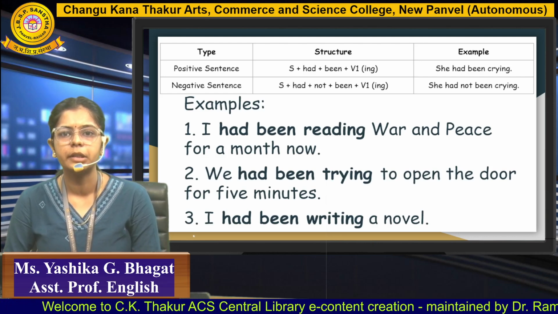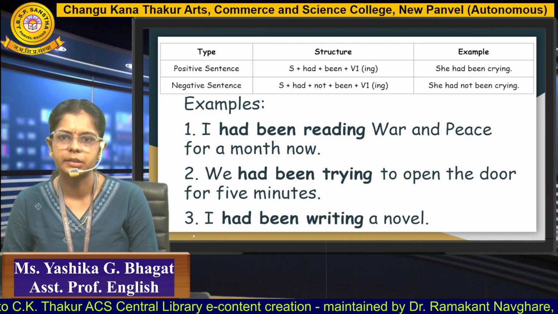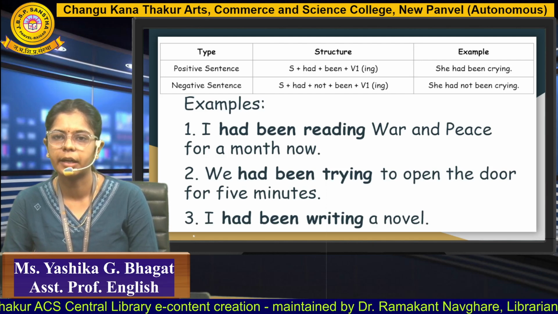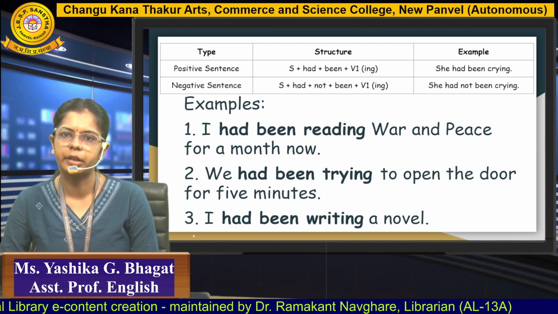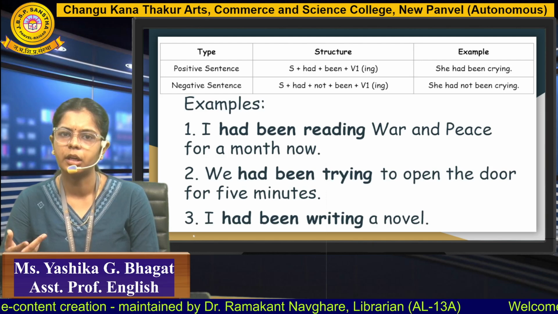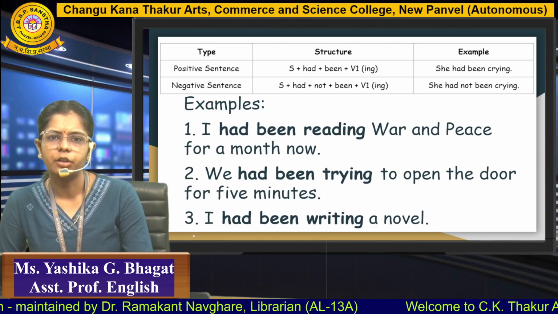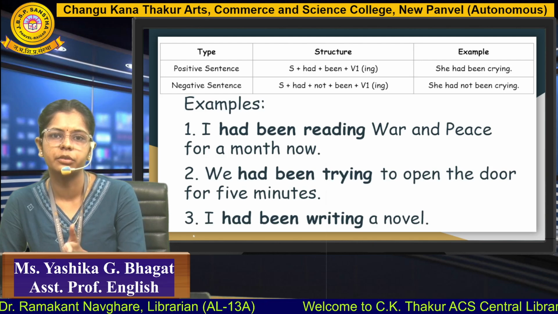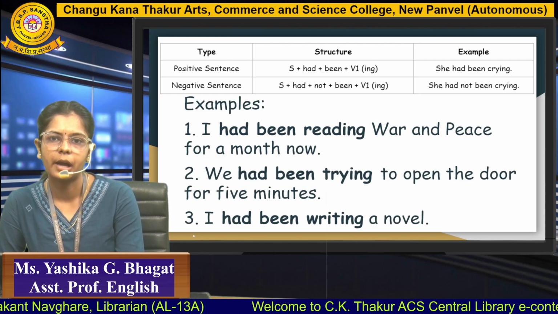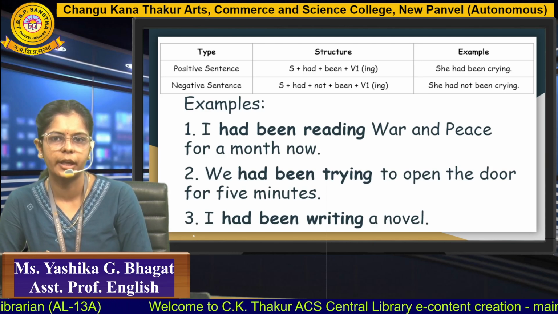Corresponding example can be she had been crying. Subject she, had is the past tense, been is the perfect tense, and crying is the continuous tense. So the sentence is in the past perfect continuous tense. Similarly, for framing a negative sentence, we need to add a negation or a negative word in the structure, and it will be after the word had, after the helping verb had. So the example that forms is she had not been crying.